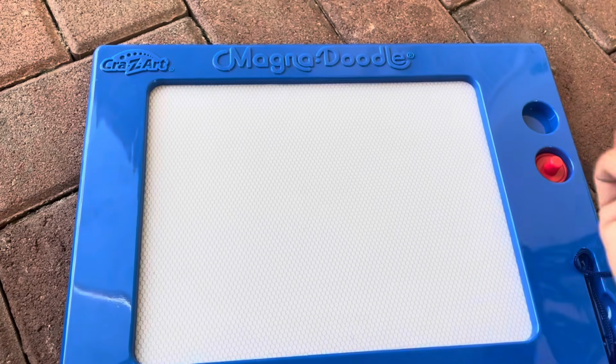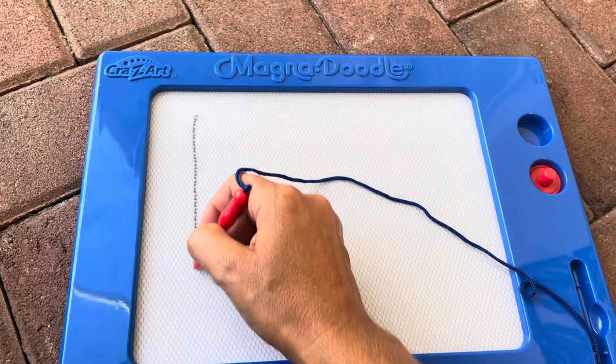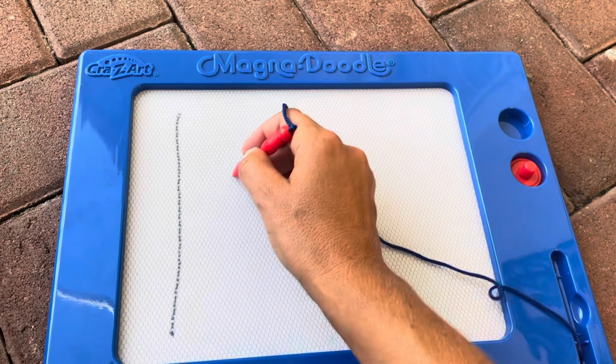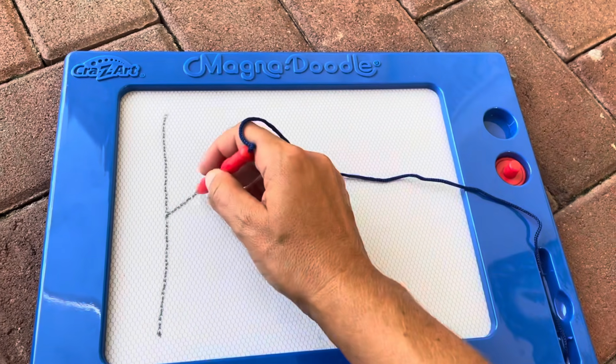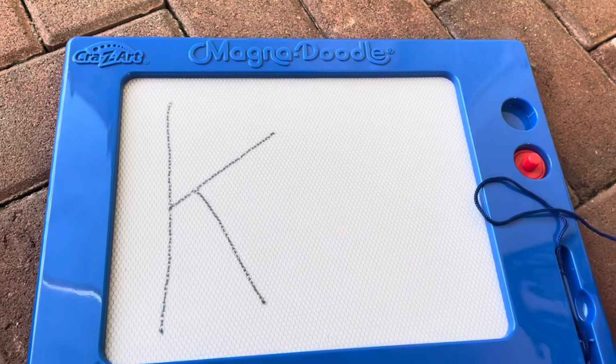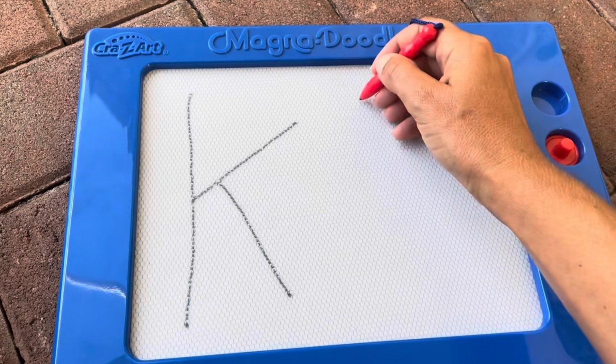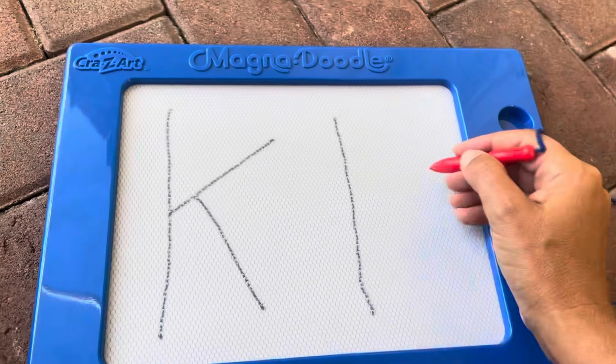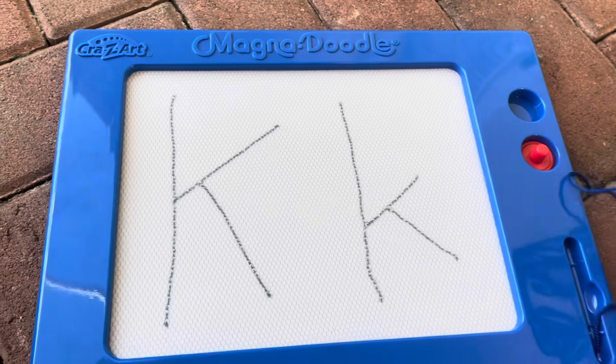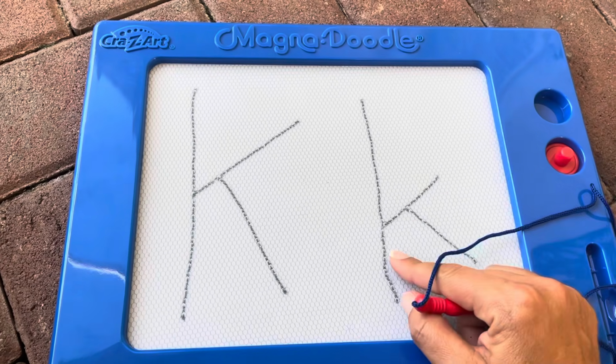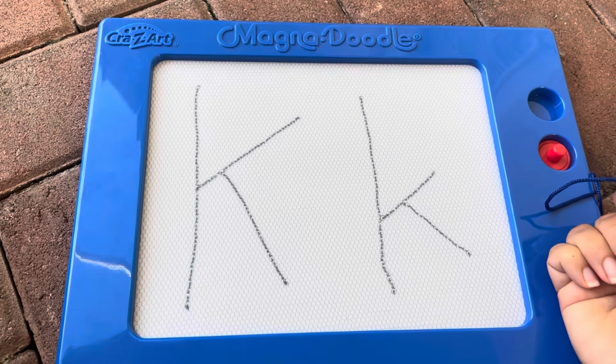Let's do the letter K. Straight line down. We're gonna bring one line in like that, and then we're gonna bring the other line over like that. That's a capital K. A lowercase k looks very similar, only it's smaller. And K says K, like in kite.